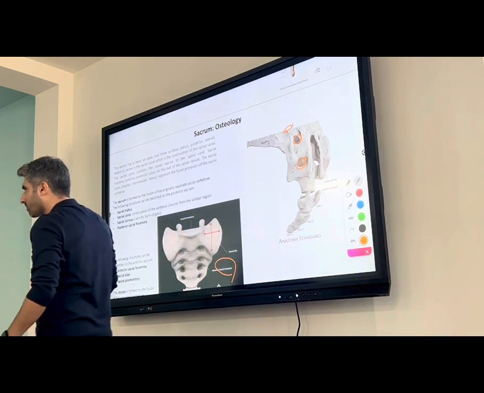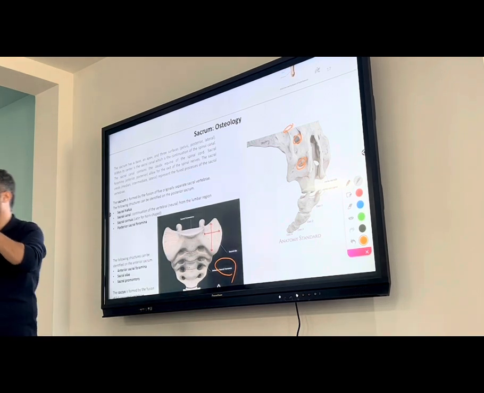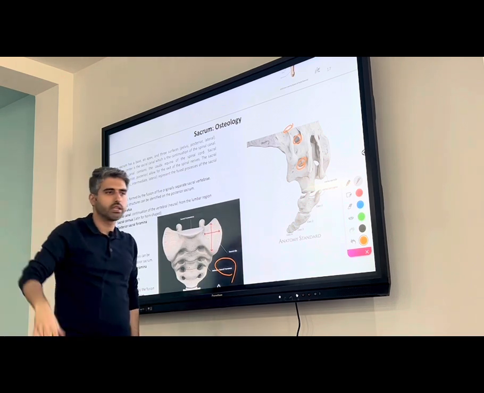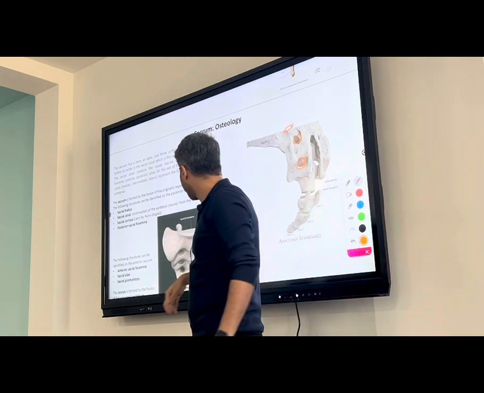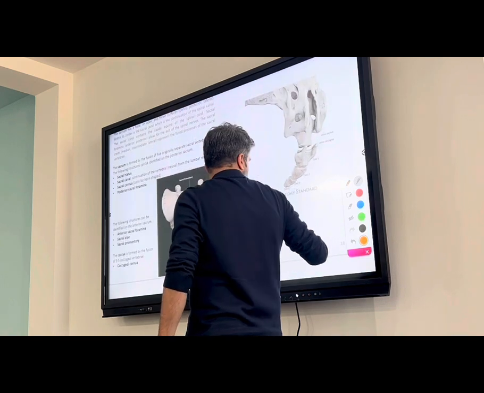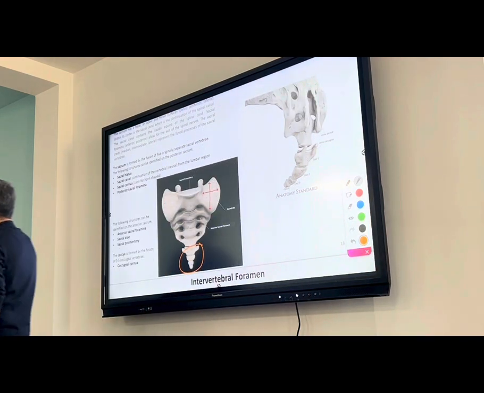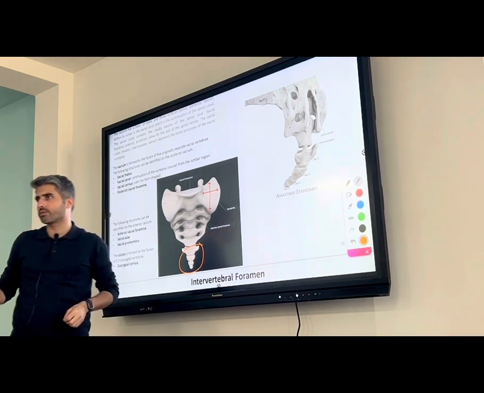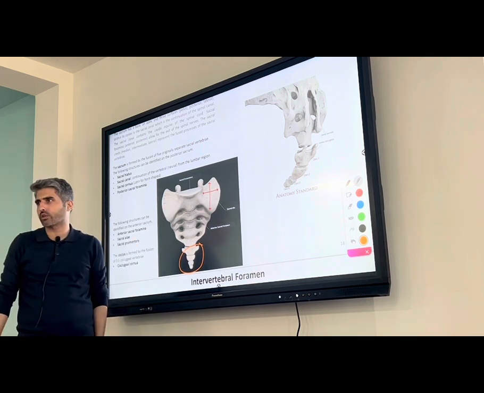Why do we have these foramens? Nerves from the spinal cord go out from here. I will tell you about the nerves. After the sacrum, we have the coccyx. I told you this bone was 3 to 4 bones in the fetus, but after birth it is 1 bone. It's attached to the sacrum.